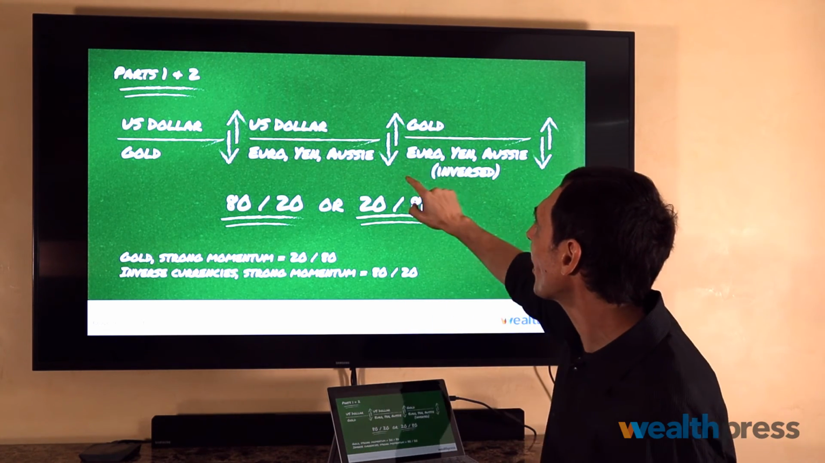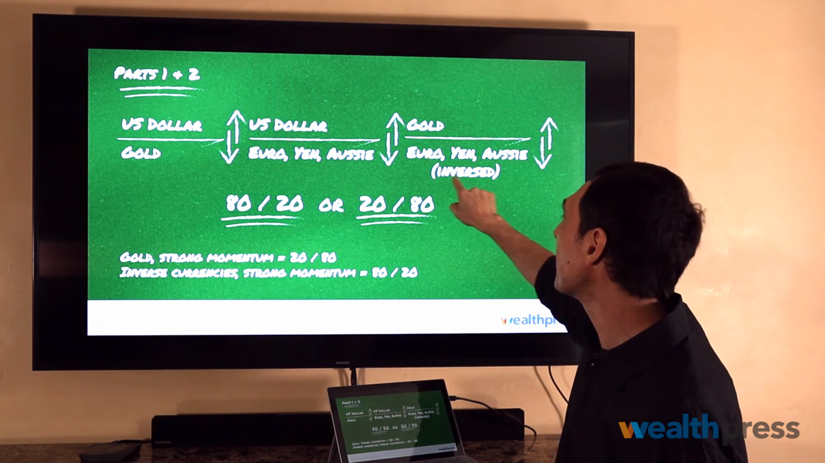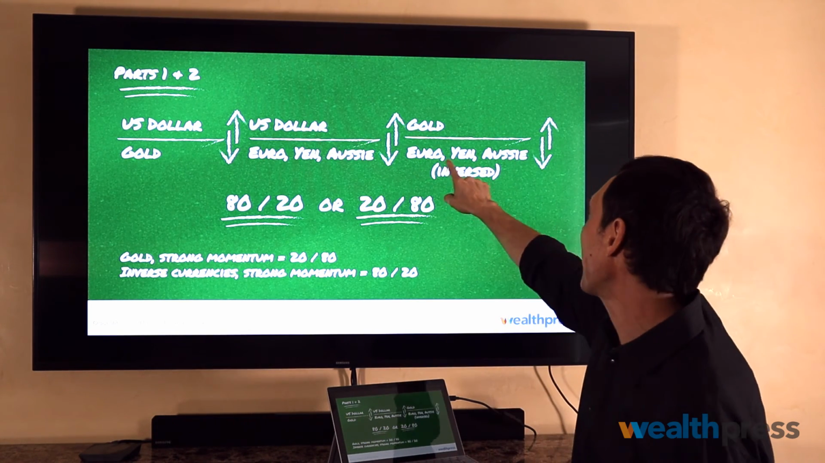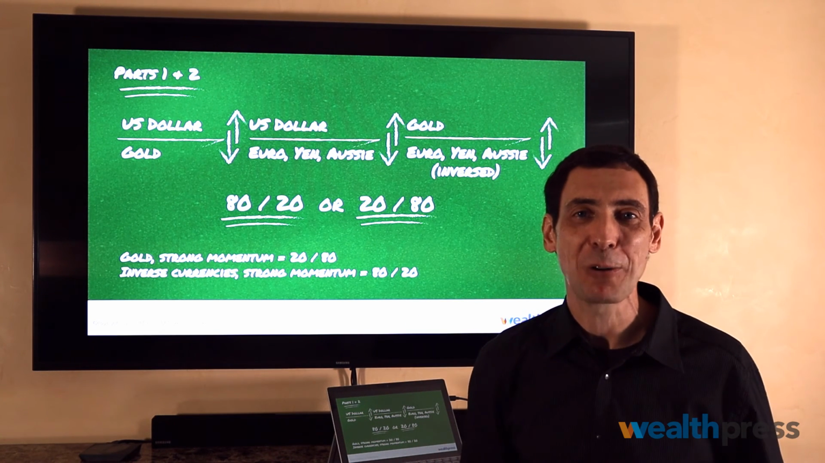Instead, we have the gold market and we have an inverse euro, yen, and Aussie. And if you take the inverse euro, yen, and Aussie, it'll be correlated with the US dollar. And since we already have three assets there, we don't need any more correlation. Hope that answers that question.